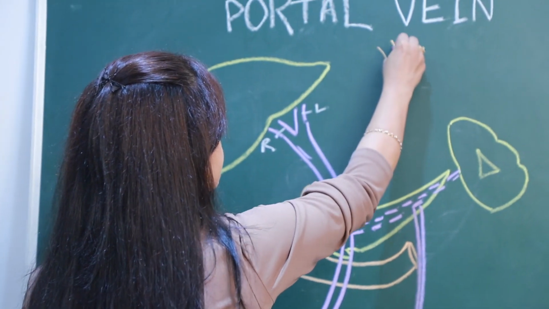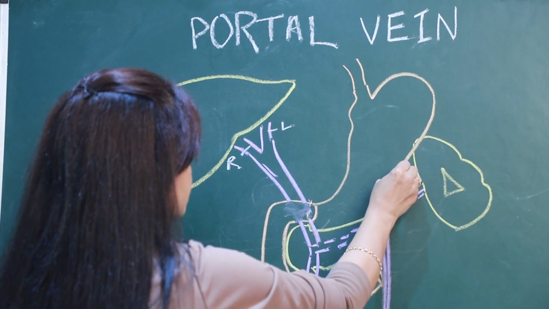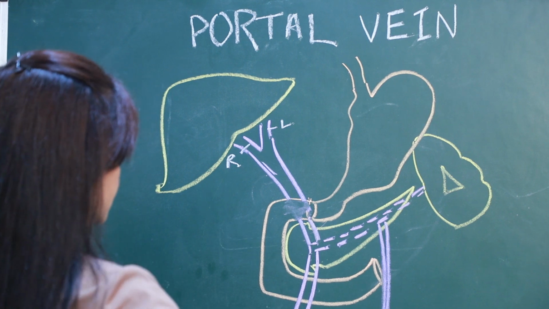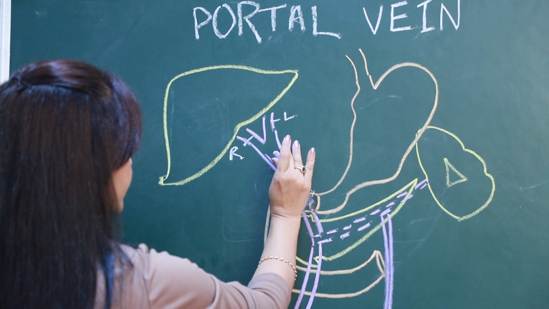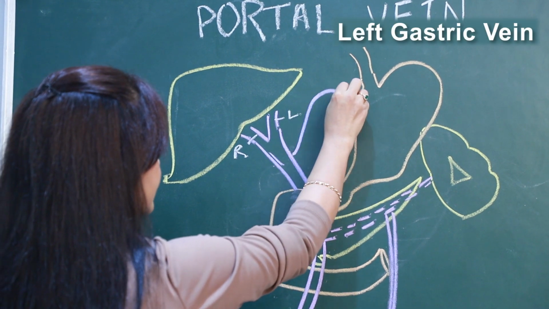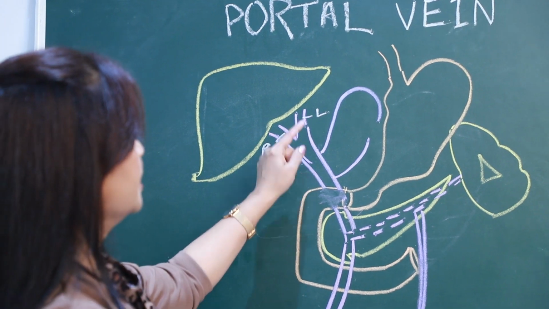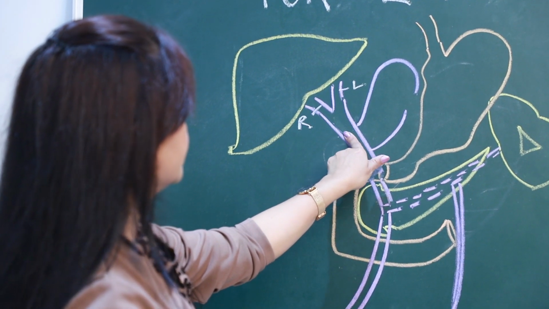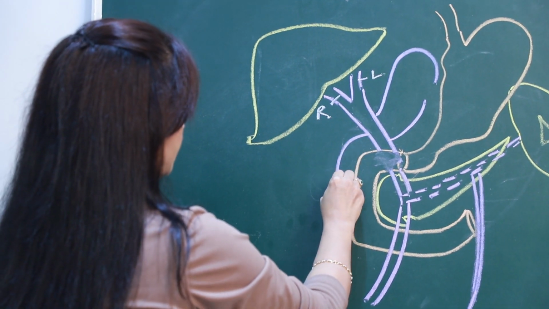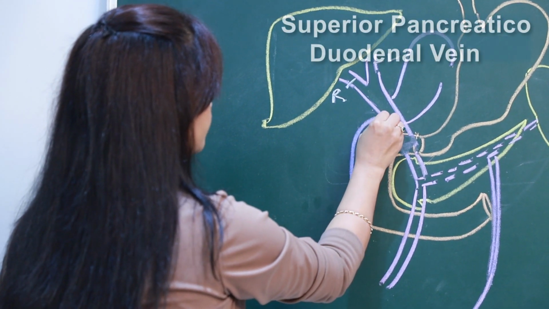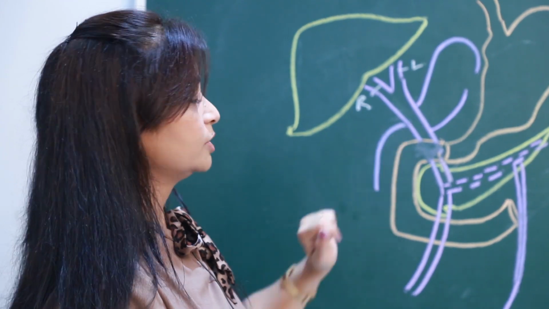So here lies the stomach, and from the trunk arise two veins, that is the left gastric vein and the right gastric vein, both of which are important tributaries draining the stomach. Also, a vein known as the superior pancreatico-duodenal vein joins the main trunk of the portal vein.